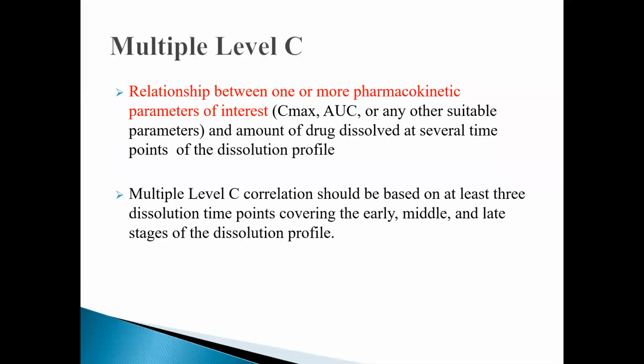Multiple level C correlation. It is a relationship between one or more pharmacokinetic parameters like Cmax, AUC, or any suitable pharmacokinetic parameter, and the amount of drug dissolved at several time points of the dissolution profile. Multiple level C correlation should be based on at least 3 dissolution time points covering the early, middle, and late stages of the dissolution profile.